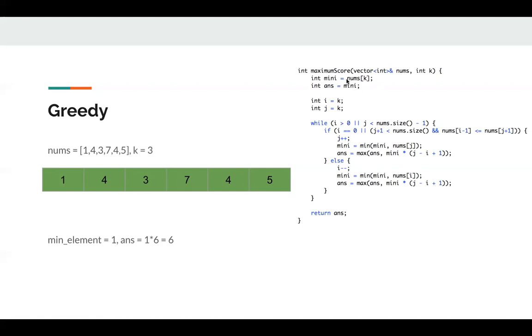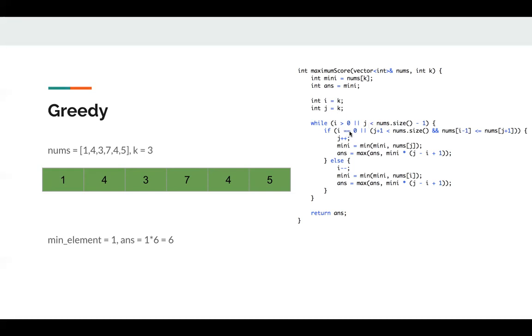So the code is pretty simple. We need to have 2 local variables. One is to maintain the min element. One is the answer we need to return. And we have 2 pointers, one is i, one is j. Initially, they point to k. As long as we can still include some element previously or include some elements at the end, we will keep the while loop.